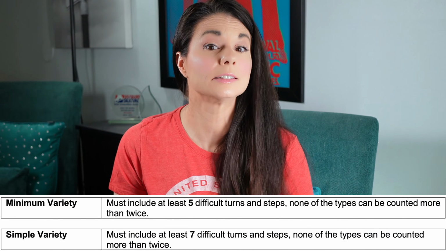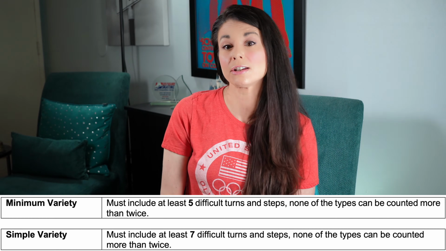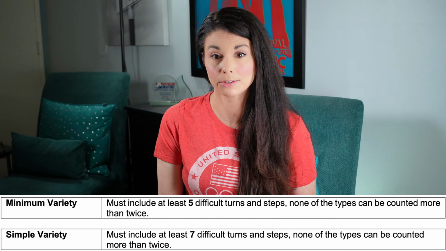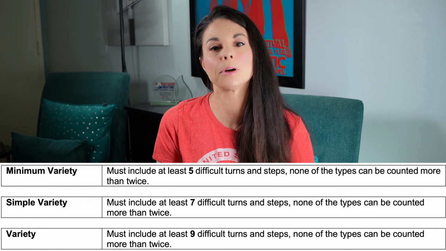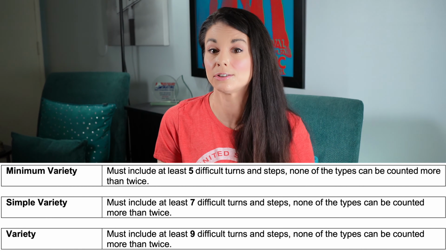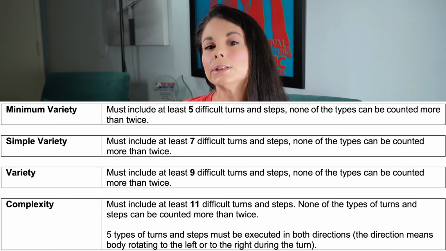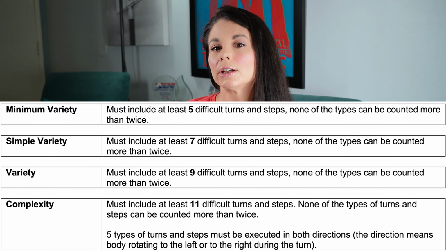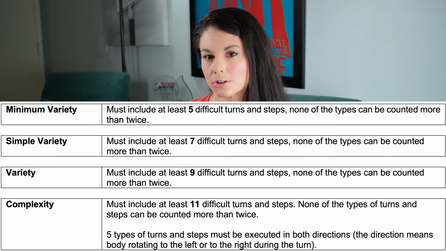Simple variety is a level 2. This must include 7 difficult turns and steps. None of the types can be counted more than twice. Variety is a level 3. It must include at least 9 difficult turns and steps. Complexity is a level 4 of difficult turns and steps. You must include at least 11 difficult turns and steps.